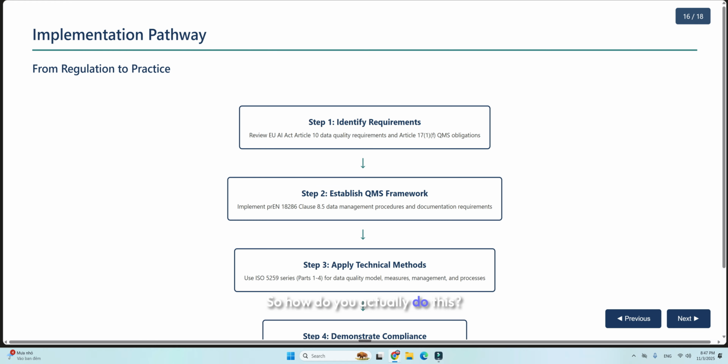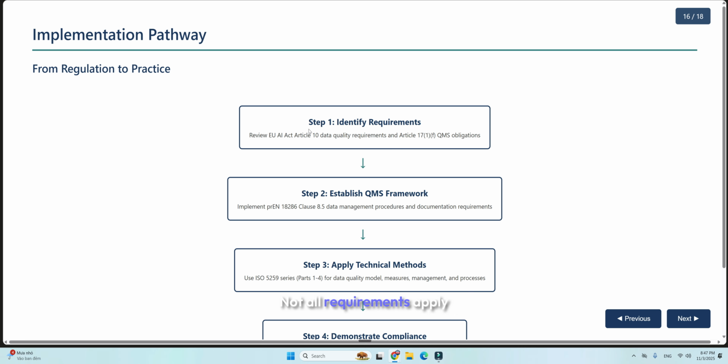So how do you actually do this? Now, let me walk you through the 4-step implementation pathway. Step 1, identify requirements. You start by thoroughly reviewing EU AI Act Article 10 to understand what data quality requirements apply to your specific AI system.